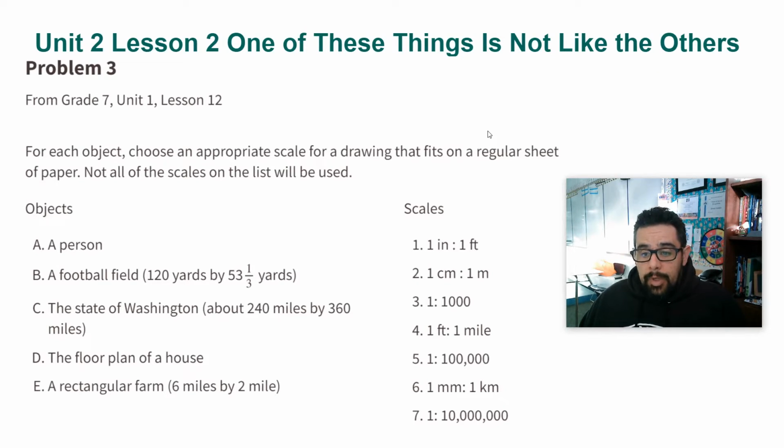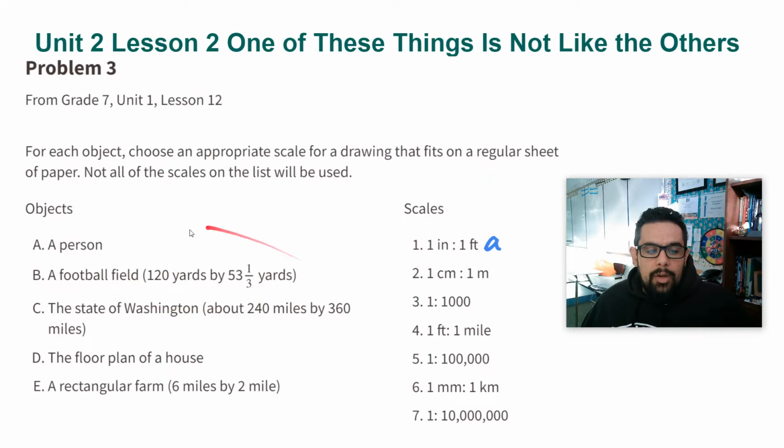You'll see in the first example, part A, a person, usually we measure people in feet, meters. If you look at the scale, we don't measure people in miles or kilometers or millimeters. So for part A, it's going to be inches to feet. So this is saying that when you measure an inch on the paper, you are measuring a foot of that person in real life.